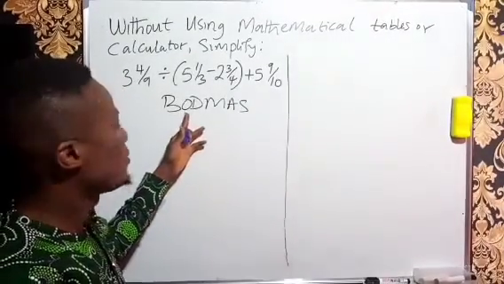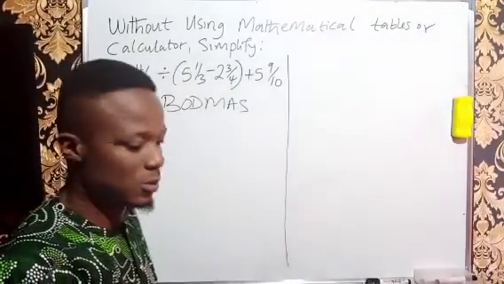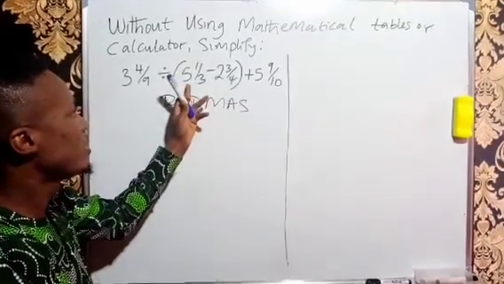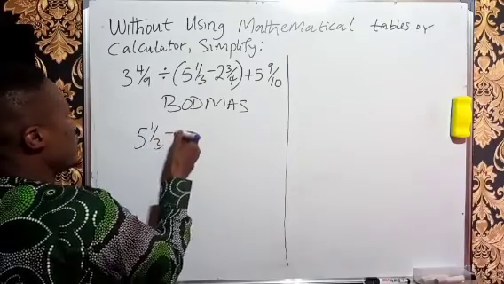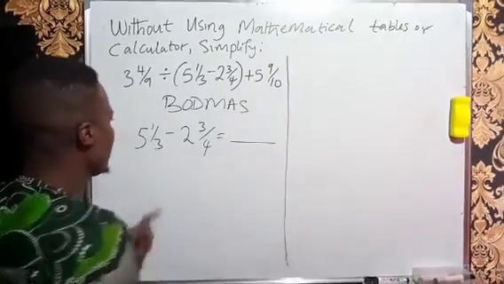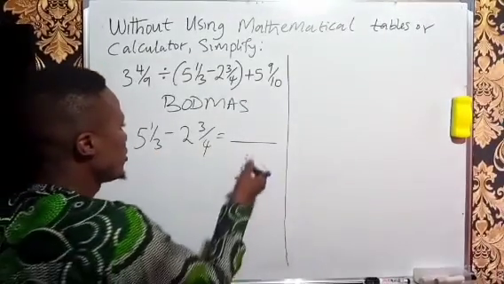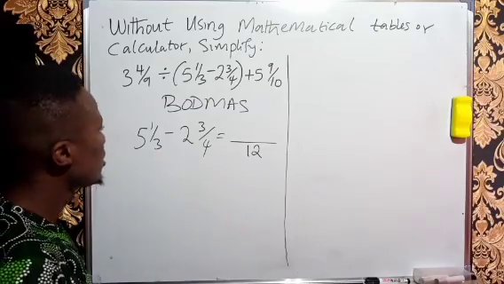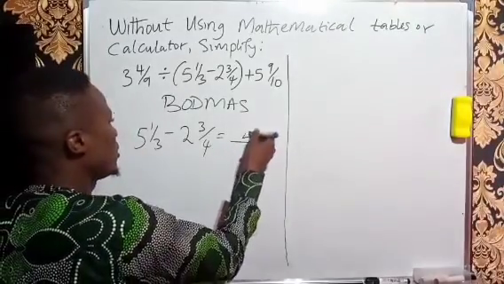This is bracket, of, division, multiplication, addition, and subtraction. Which means we have to do the bracket first. The item in the bracket is 5 1 over 3 minus 2 3 over 4. Now you have to find the LCM of 3 and 4, which is 12. Then 12 divided by 3 gives us 4, and 4 times 1 is 4.